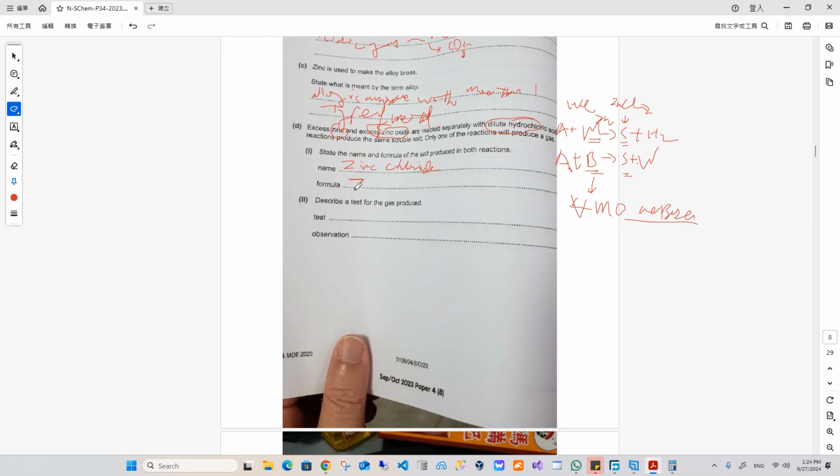Okay, formula ZnCl2. This one just checks whether you remember zinc is 2 plus. Describe a test for gas produced. The gas produced is hydrogen.